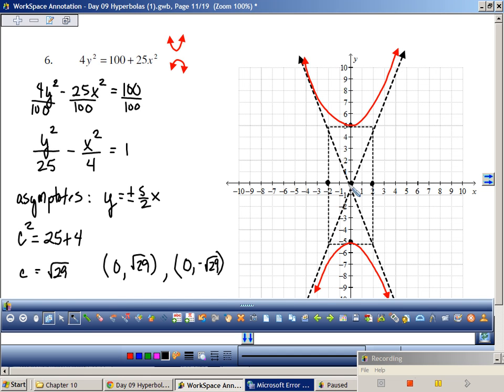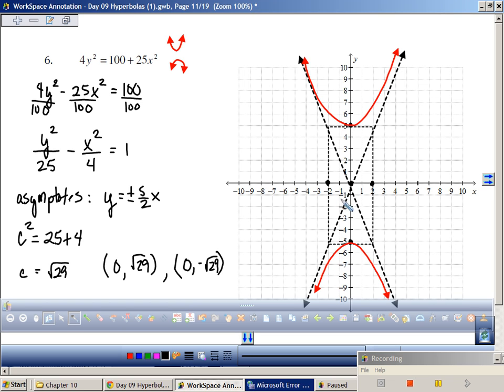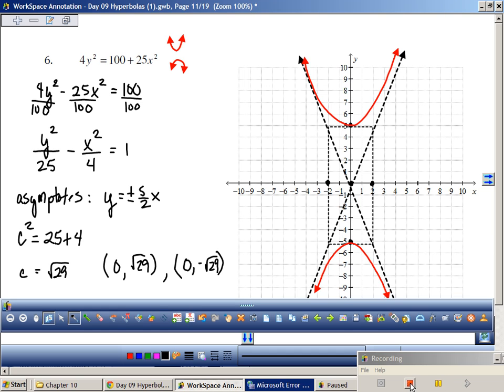What if I shifted this whole thing up 2? Then what would it be? 2 plus root 29 and 2 minus root 29. You see what I mean? You start from the center and you either go up and down or right and left. Good job, guys.